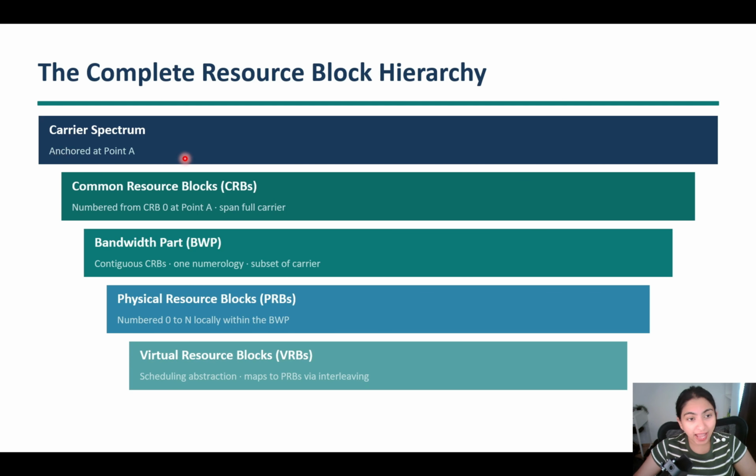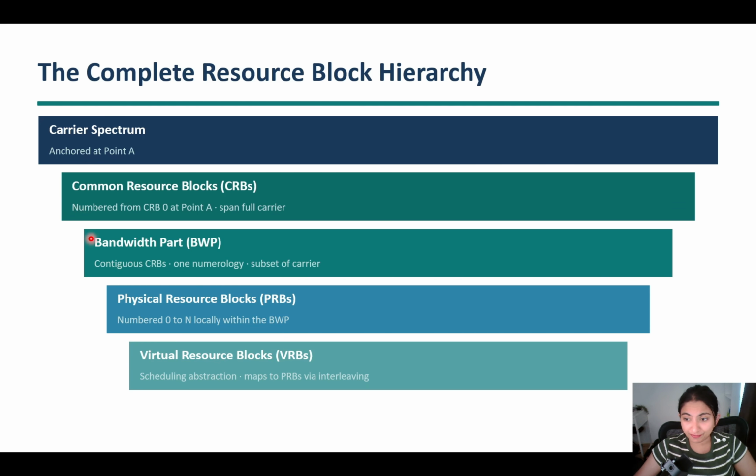Below that, we have common resource blocks. Common resource blocks span the entire carrier bandwidth. They are numbered starting from 0. So there is CRB 0, and at the center of subcarrier 0 of CRB 0 we have point A, and then we have CRBs spanning the entire carrier bandwidth.